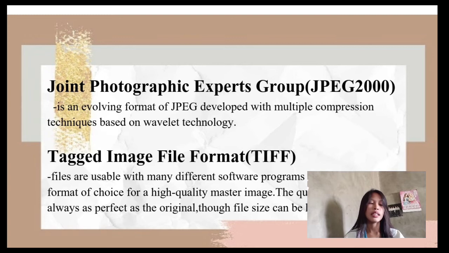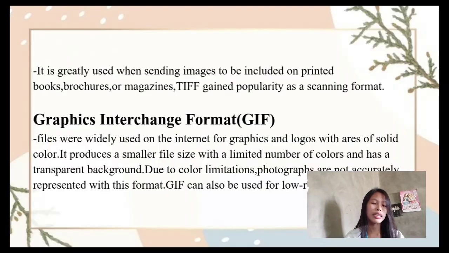JPEG 2000 is an evolving format of JPEG developed with multiple compression techniques based on wavelet technology. So the next one is Tagged Image File Format, or what we call TIFF. Files are usable with many different software programs and are often the format of choice for high-quality master images. The quality of TIFF is always as perfect as the original, though file size can be huge. It is greatly used when sending images to be included in printed books, brochures, or magazines. TIFF gained popularity as a scanning format.